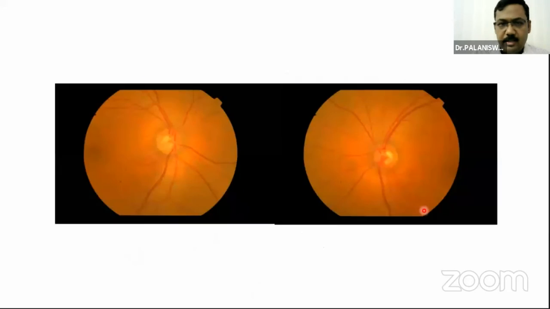And this is the disc. So maybe a mild inferior thinning with a retinal nerve fiber layer defect. Here also we have a retinal nerve fiber layer defect with an inferior thinning.